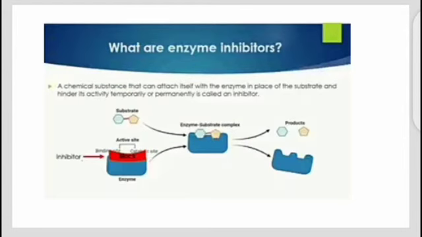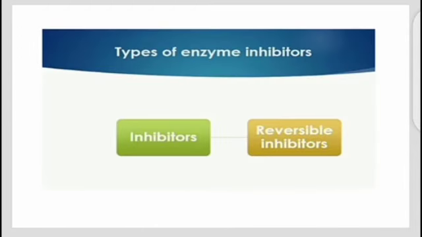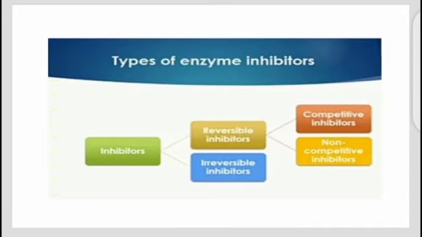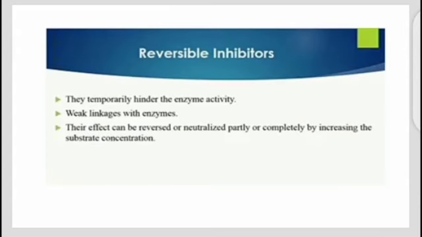Now talking about the types of enzyme inhibitors, there are basically two types of enzyme inhibitors. The first one is reversible inhibitors and the second one is irreversible inhibitors. The reversible inhibitors are further divided into two types, the competitive inhibitors and non-competitive inhibitors. Let's talk about these types one by one.